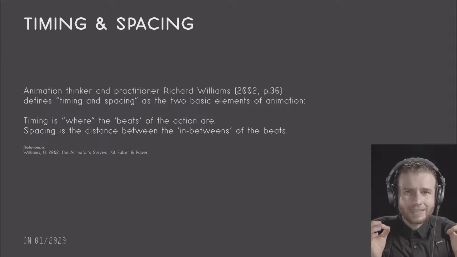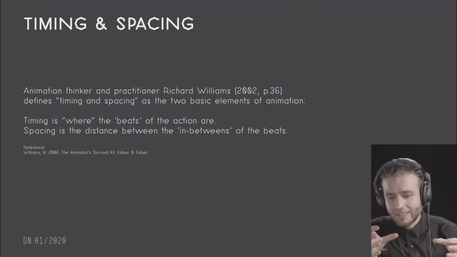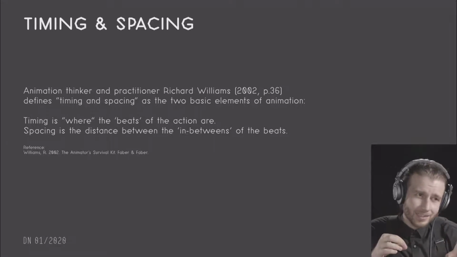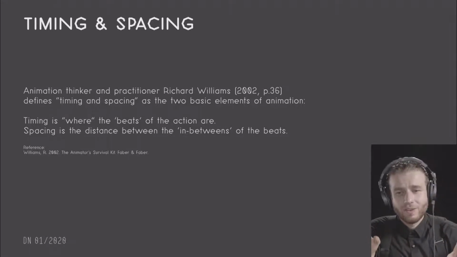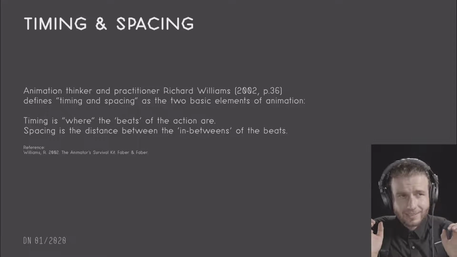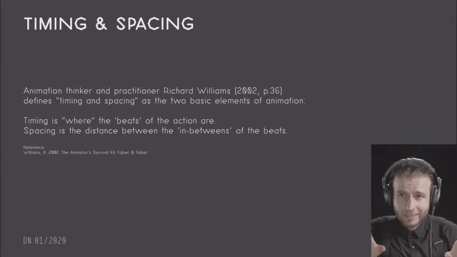and these beats are the extreme keyframes of a beat, right? So this is when something moves, the big beats of this action is where the position from where it starts moving and the position where it arrives to. These are those two important beats, and the spacing deals with what happens in between those beats.